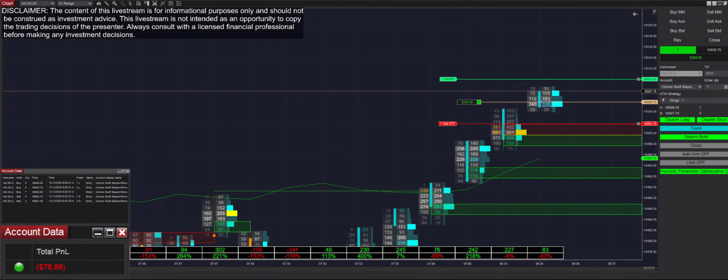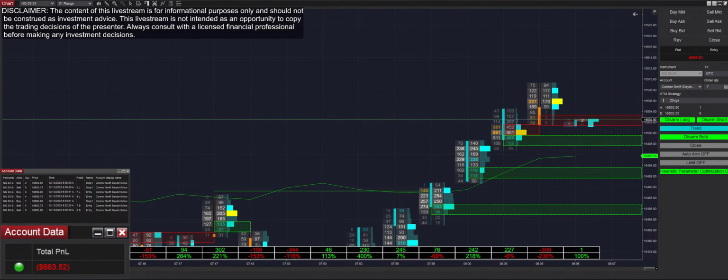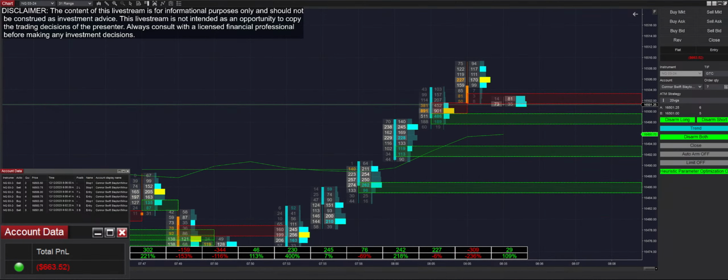Looks like we finally got filled here. It's a long fill. We just got that auto target chase there, or sorry, stop chase there. So you can see our losses are now significantly smaller than our gains if we were to lose this trade, which we unfortunately do. So that's going to put us back down to 663.52.